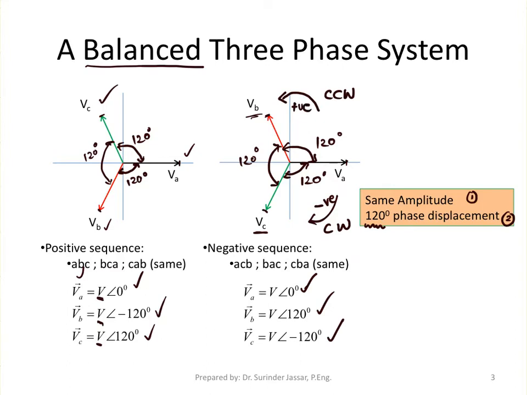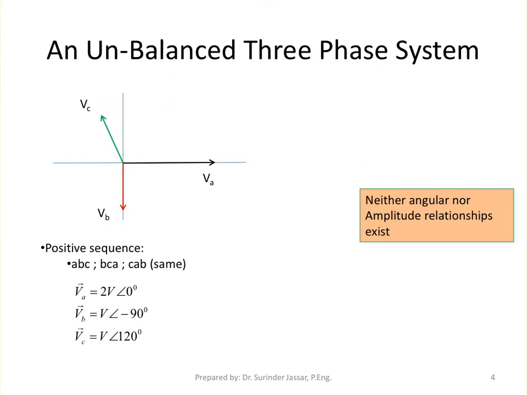Positive. Okay, so this whole graph is a balanced three-phase system. Now this is shown in the... Okay. Now what happens in case of an unbalanced system?